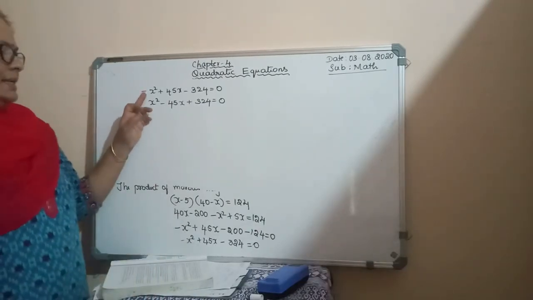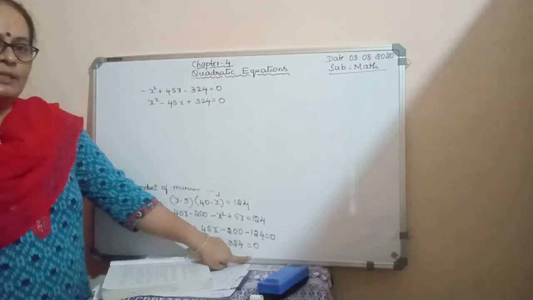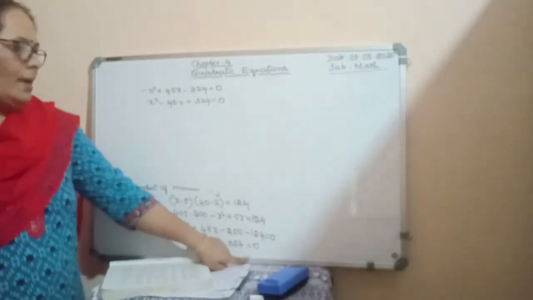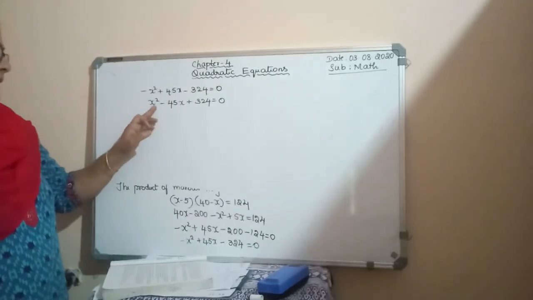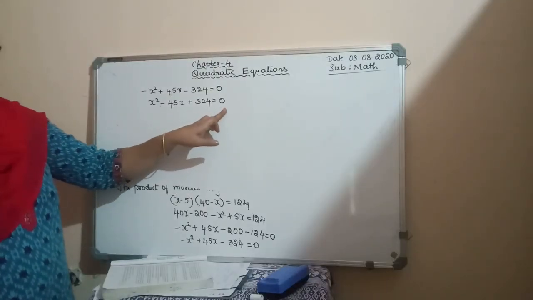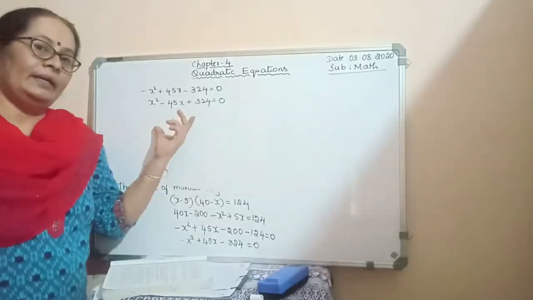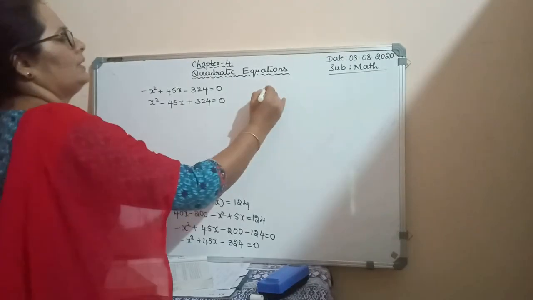Now we got minus x square plus 45x minus 324 equals 0. Now multiply the equation by minus 1 on both the sides. You will get x square minus 45x plus 324 equals 0. Now you have to factorize this by splitting the middle term. So 324.